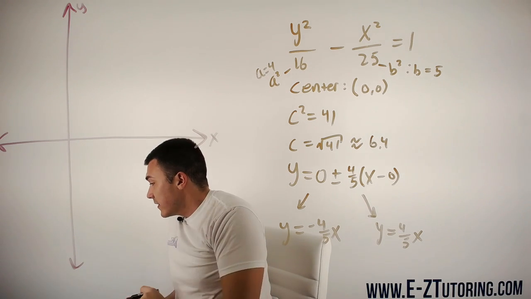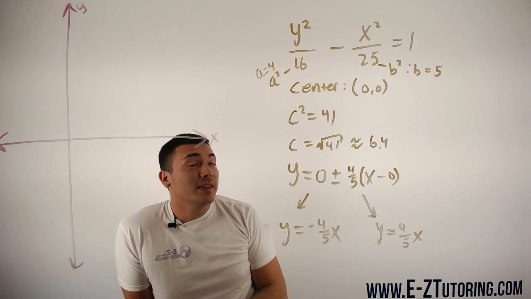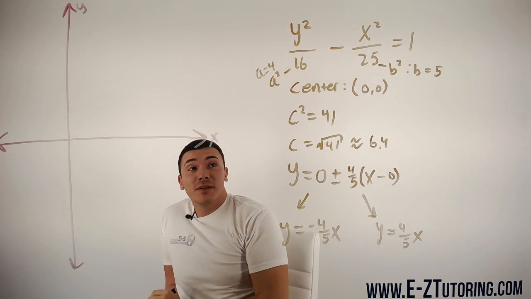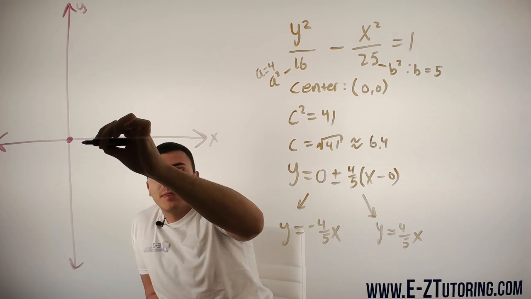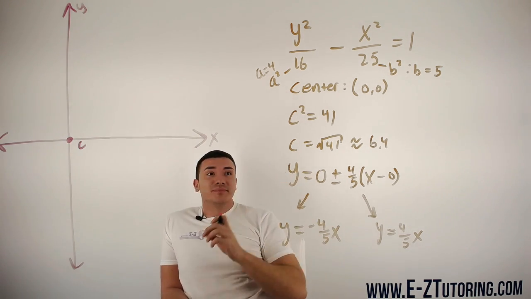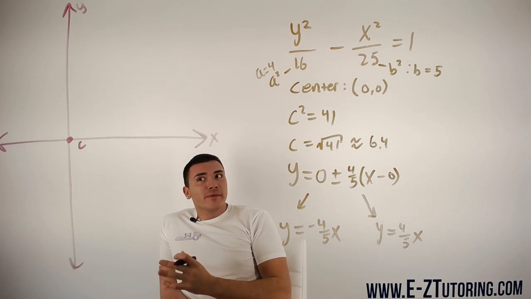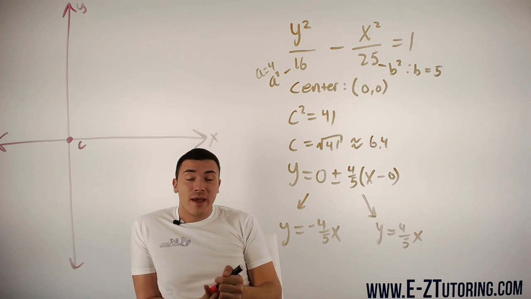All right, so now that we've got our axes labeled, we can go ahead and start graphing this. So first off, let's start with our center at 0, 0. So that right there is our center. All right, so now that we've got our center, next up, we can label our vertices.